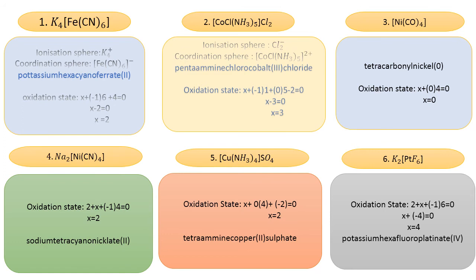For the oxidation state, it is 2 plus X. Why 2 plus X? The charge of potassium is 2 here, so 2 plus X, because the oxidation state of platinum is unknown, plus minus 1 into 6. Minus 1 is the charge of fluoro. Minus 1 into 6 is equal to 0. Then X is equal to 4. Hence, the name is written as potassium hexafluoroplatinate 4.